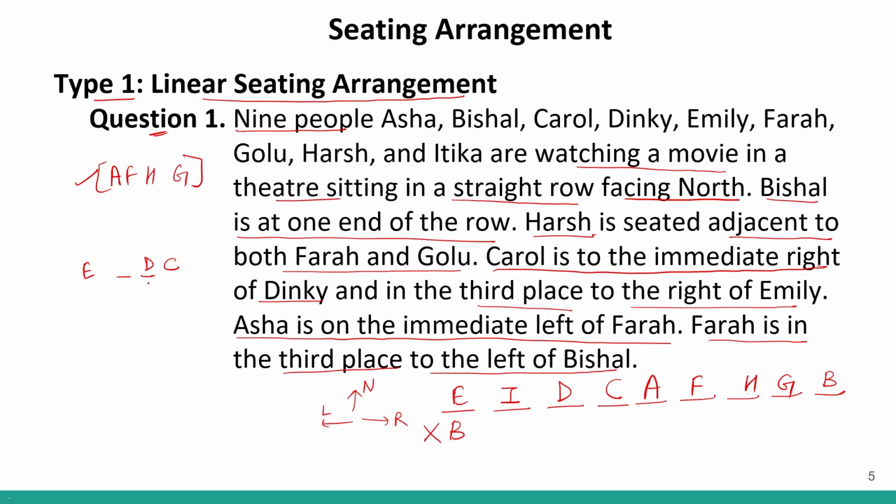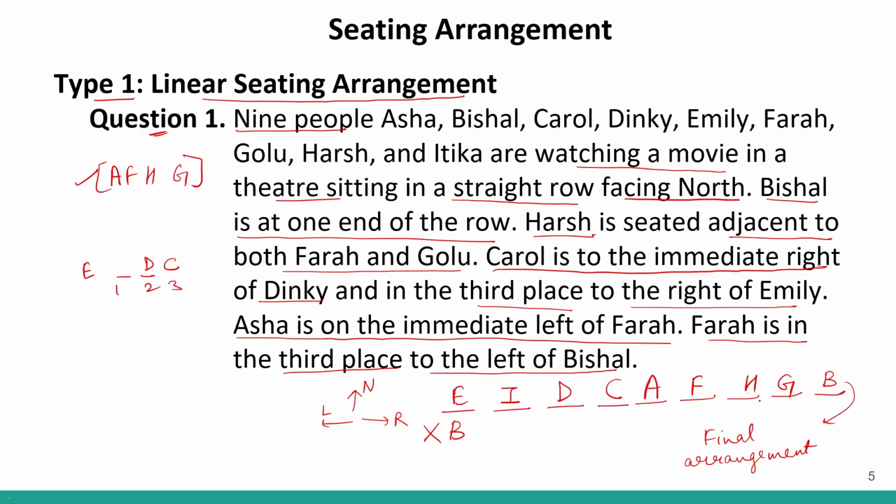Correct? 1, 2, 3. Carol is in the third position from the right of Emily. So this is correct. This will be my final arrangement. Correct? Now, let me write this arrangement in the next slide also: E, I, D, C, A, F, H, G, B. This is my final arrangement.